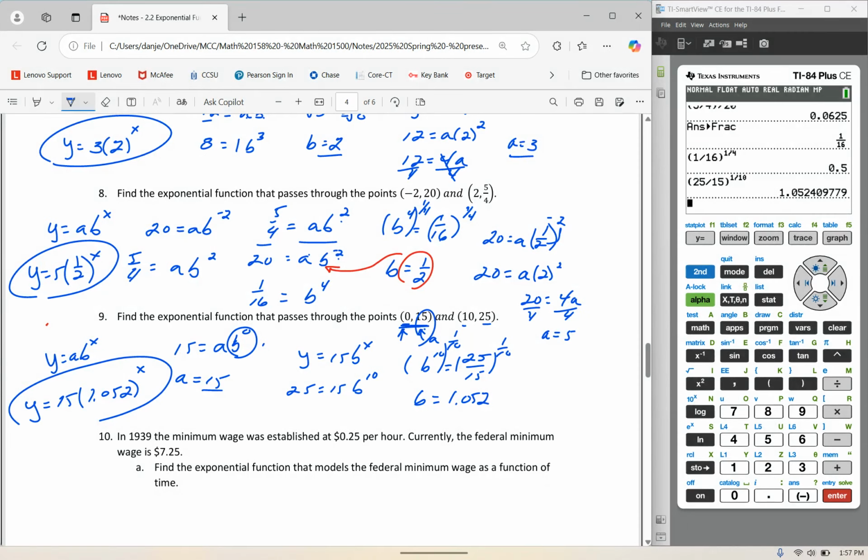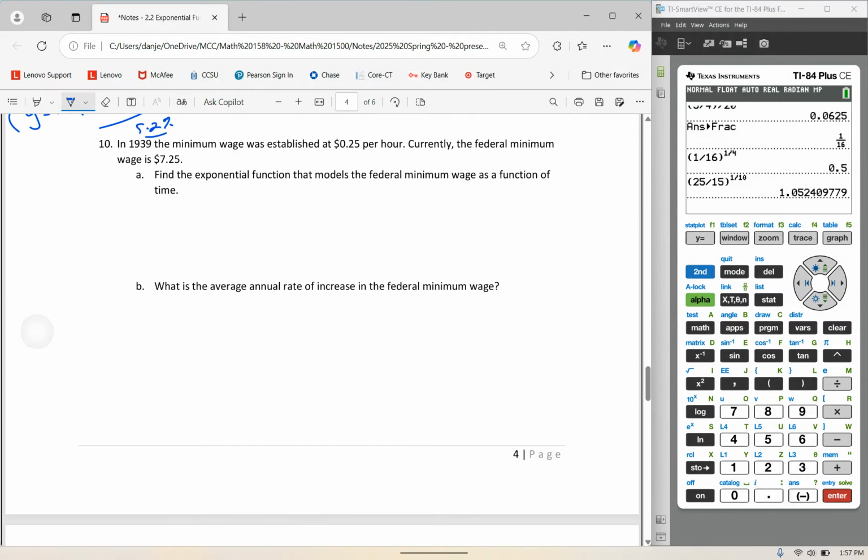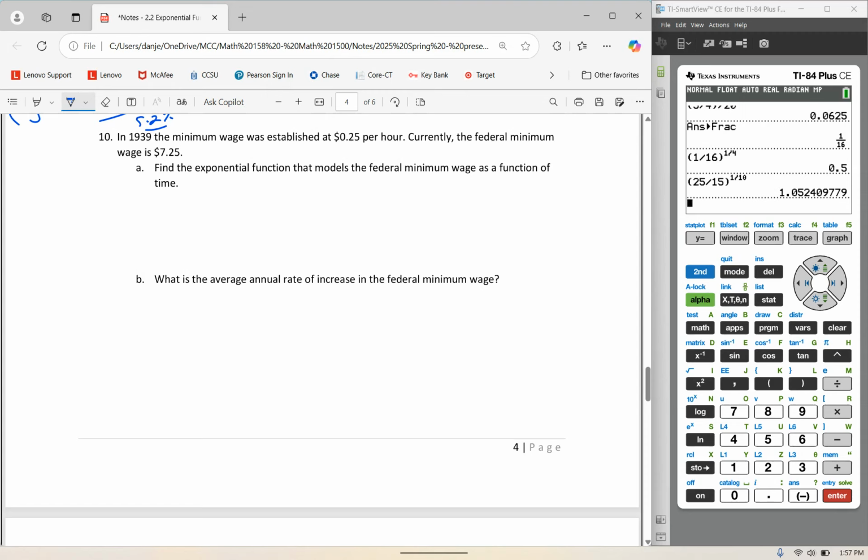Okay. Now 1.052, that's the same as 105.2%. That's a 5.2% increase for each value of x. That's going to come into play in number 10. Number 10, I'm going to make a couple of connections to things that we're going to do in the future, as well as some adjustments.